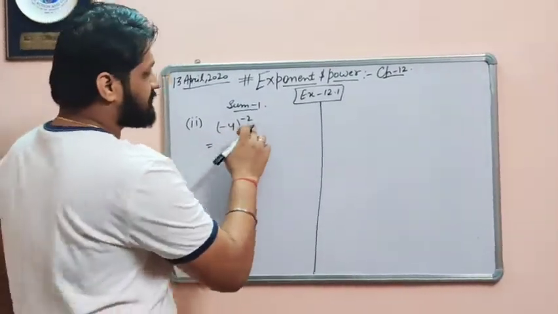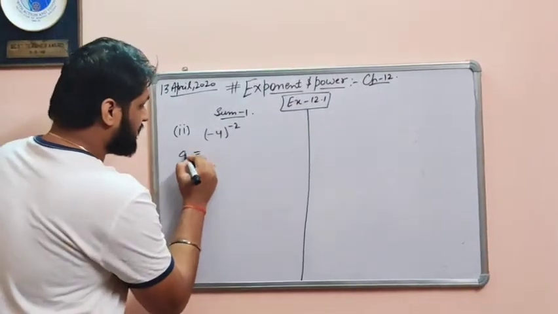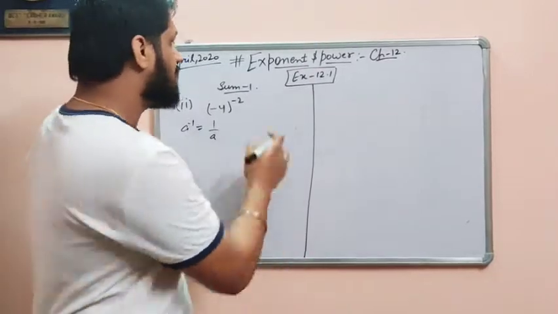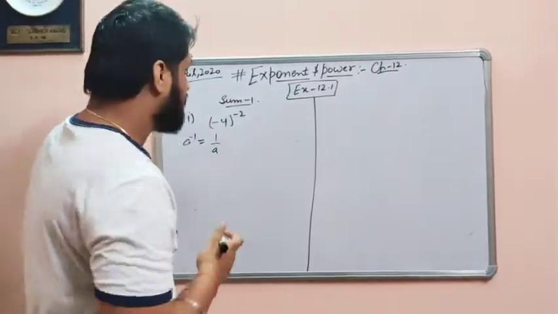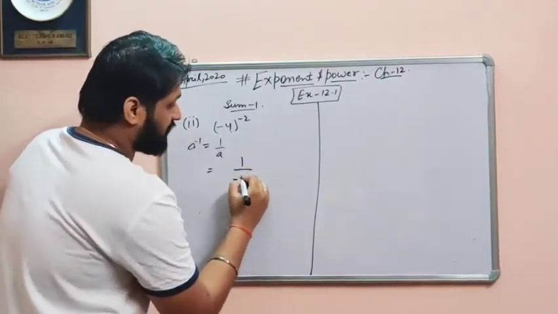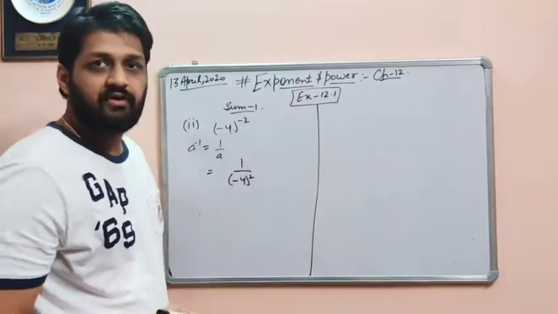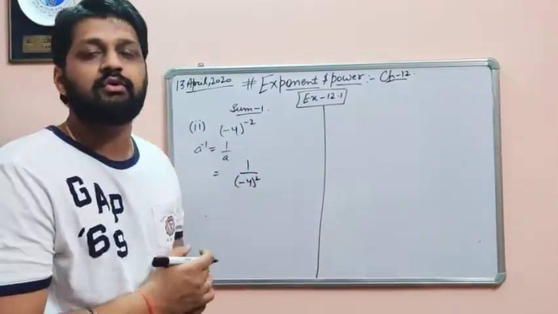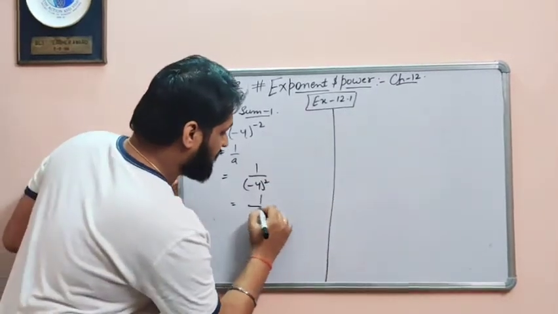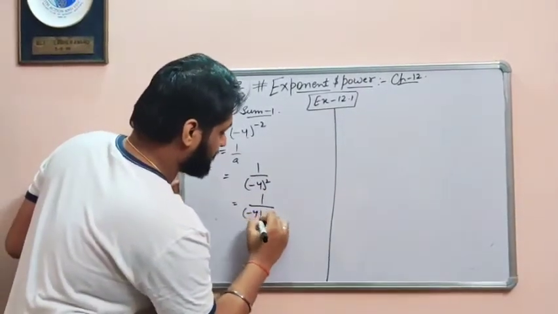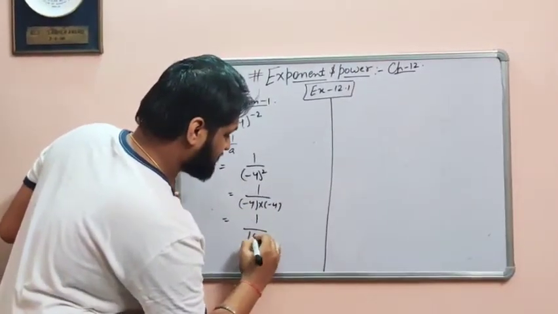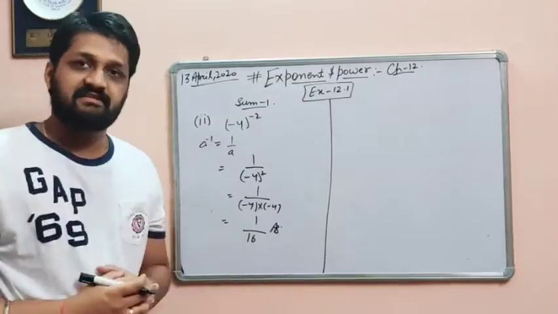So now minus 4 raised to the power minus 2, as we have discussed, there is a law that a raised to the power minus 1 can be written as 1 by a. So our main concept is to remove the negative sign from the exponent. So how can minus 4 raised to the power minus 2 be written? It can be written as 1 upon minus 4 whole square. We take the reciprocal in order to remove the negative sign from the exponent. So 1 upon minus 4 whole square is minus 4 multiply minus 4. Now minus minus is plus, and that is 16. So 1 by 16 is the answer.